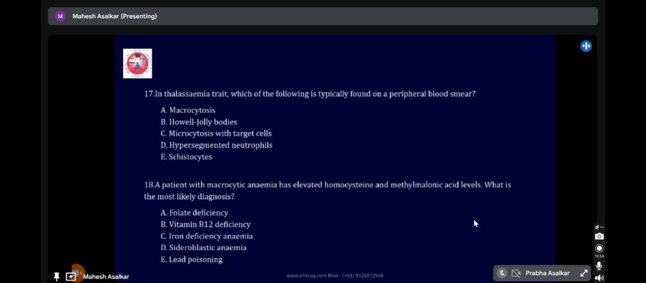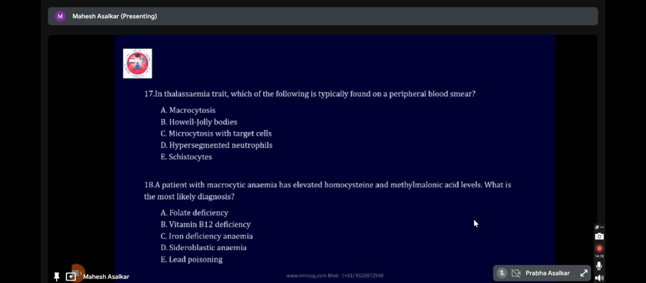Next two questions, Dr. Amrita. Yes, sir. Question number 17: in thalassemia trait, which of the following is typically found on peripheral blood smear? Option A, macrocytosis. Option B, Howell-Jolly bodies. Option C, microcytosis with target cells. Option D, hypersegmented neutrophils. Option E, schistocytes.